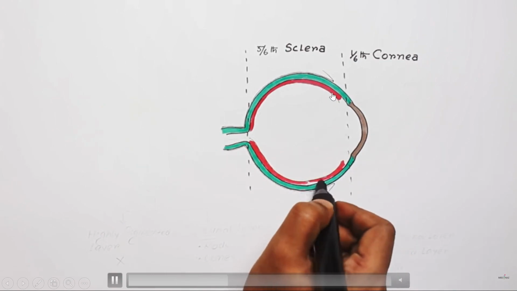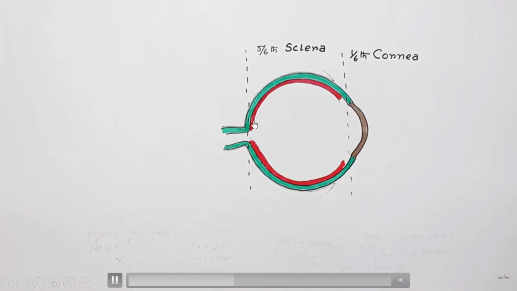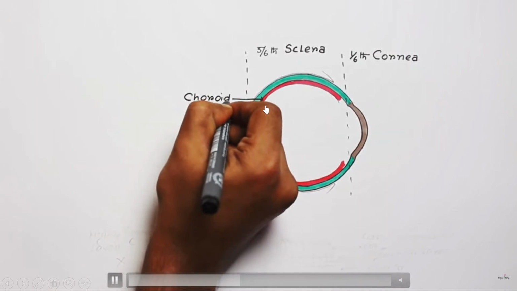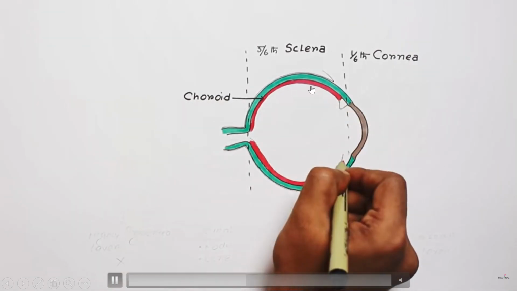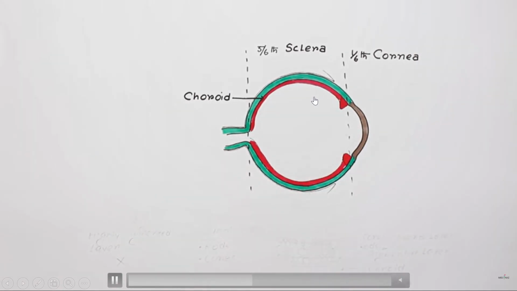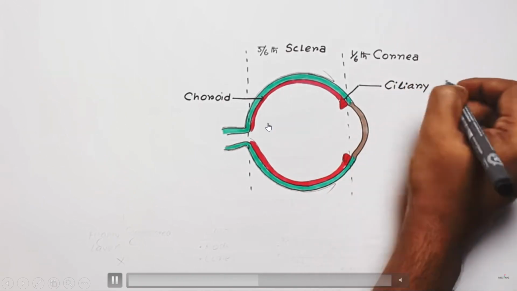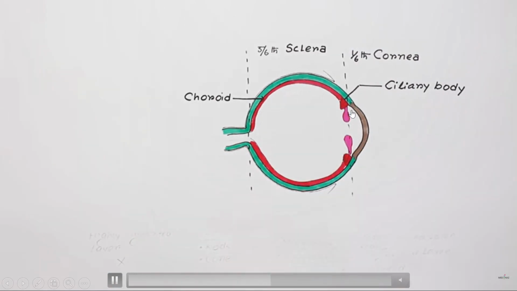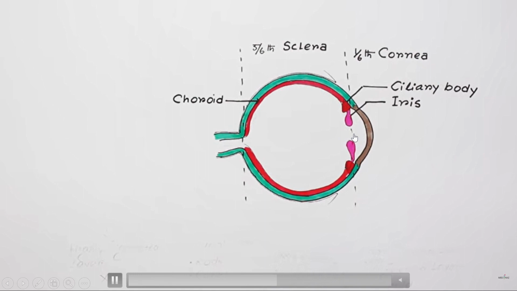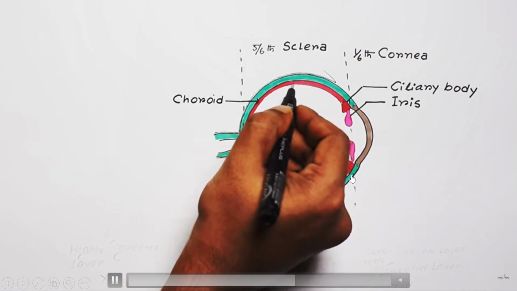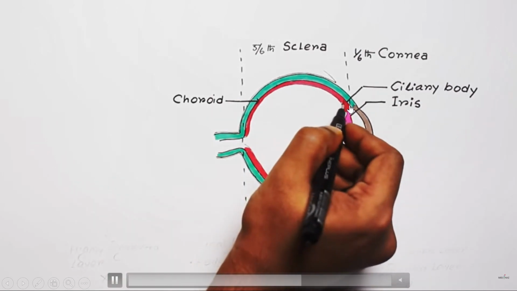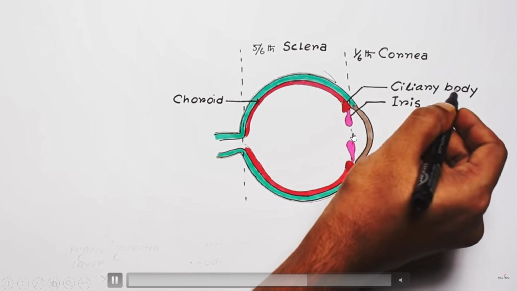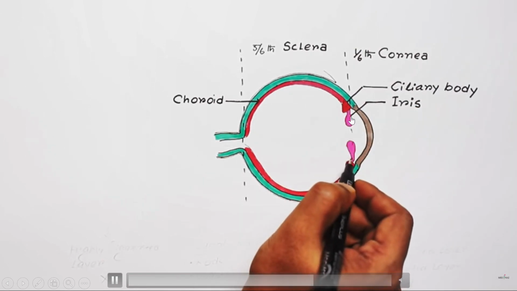Inside this sclera, posteriorly, there is a vascular membrane, that is the middle membrane called choroid. It is highly vascularized, having blood vessels which give nourishment to the eye. This choroid anteriorly gives out the ciliary body, and from the ciliary body the iris comes out. Iris is the colored part of the eye, as I told earlier. So this choroid is the middle layer which gives nourishment to the eye, and the ciliary body is attached to the lens, this convex lens of our eye.